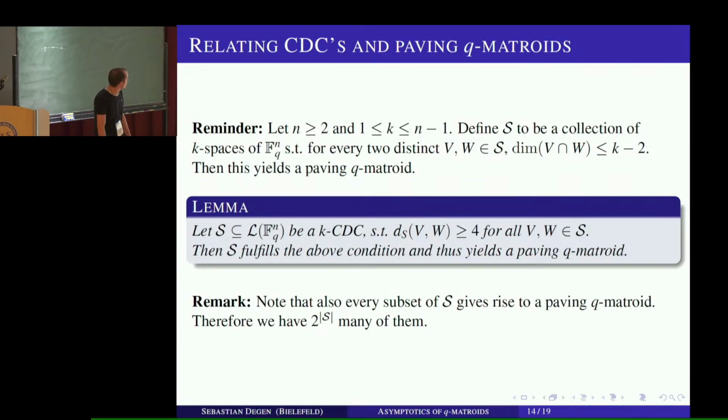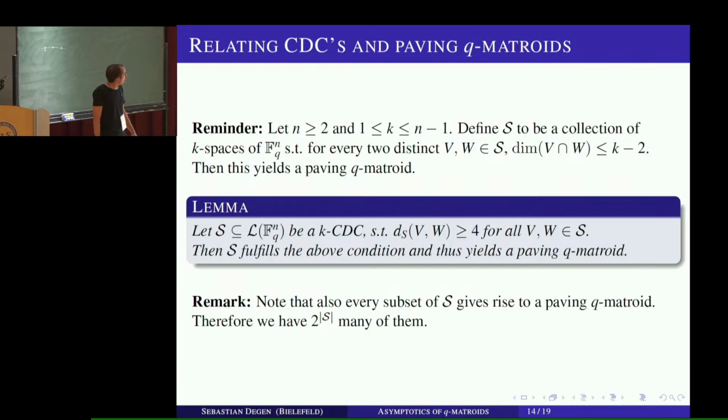Using this result, we can prove the following lemma: whenever we have a KCDC with the special condition that for any two subspaces out of this set S, the subspace distance is always greater or equal to 4, then this is already enough so that S fulfills the condition here, and so this yields us a paving q-matroid. But that's not all. Note that whenever we take a subset of S, this subset also satisfies this condition and so also gives us a paving q-matroid. So this means that we have at least 2 to the power of the cardinality as many q-matroids out of a given KCDC.